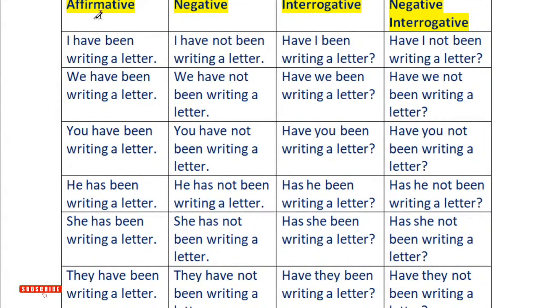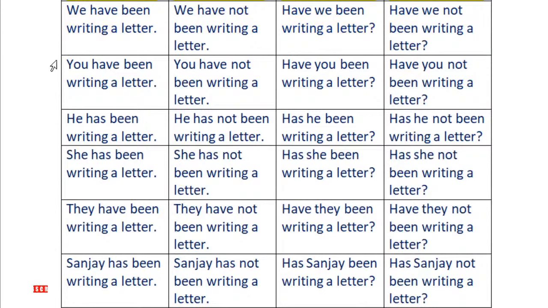So, first affirmative sentence is I have been writing a letter. Negative is I have not been writing a letter. Interrogative sentence is have I been writing a letter. Negative interrogative is have I not been writing a letter. Then other examples are we have been writing a letter, we have not been writing a letter, have we been writing a letter, have we not been writing a letter.